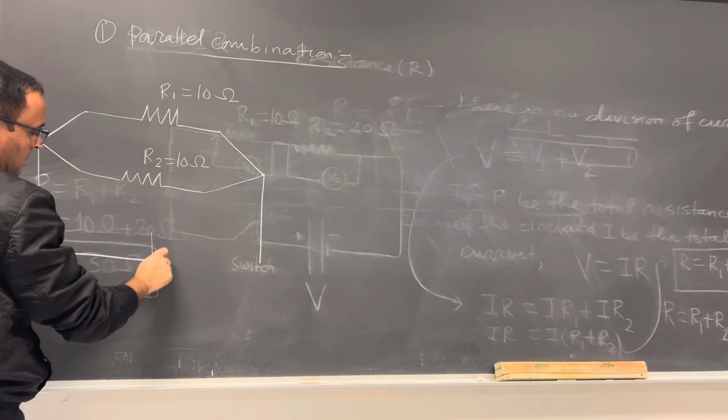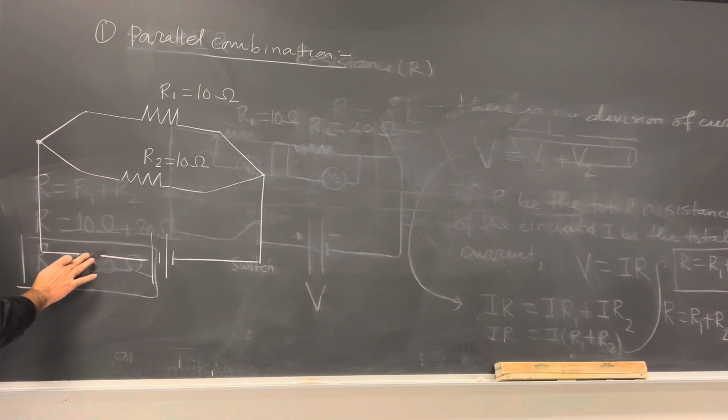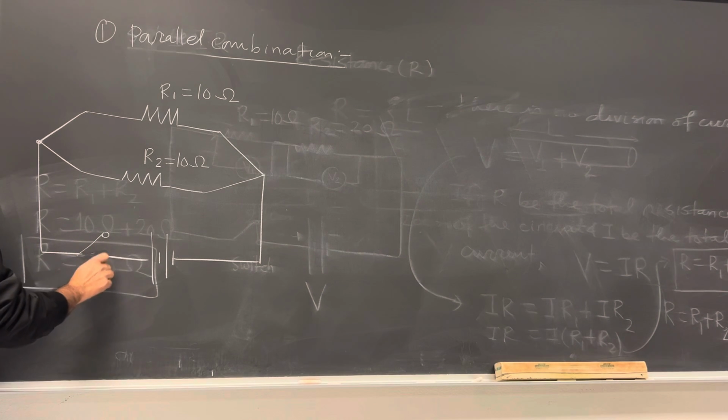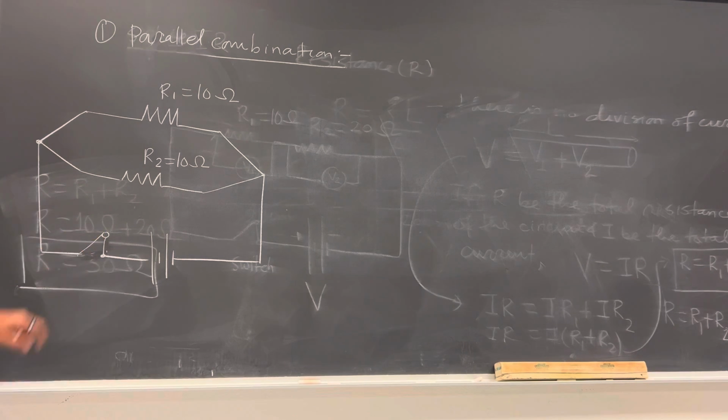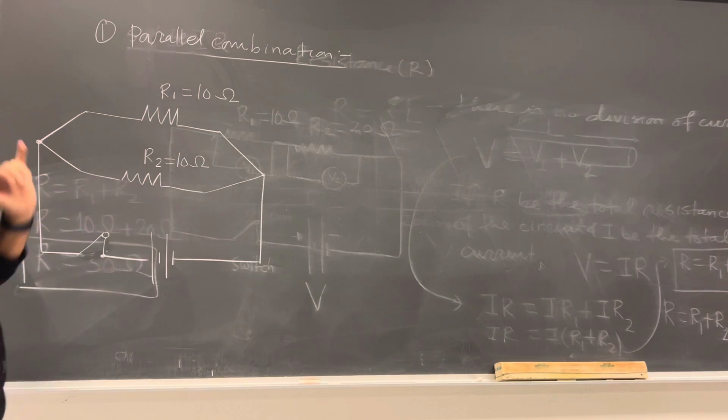These two points are brought together like this and connected to the source here. If you want, you can put a switch here, okay, but I want to make a closed circuit, so let me turn on this switch. So here I have two resistors R1 and R2, and this combination is called the parallel combination.